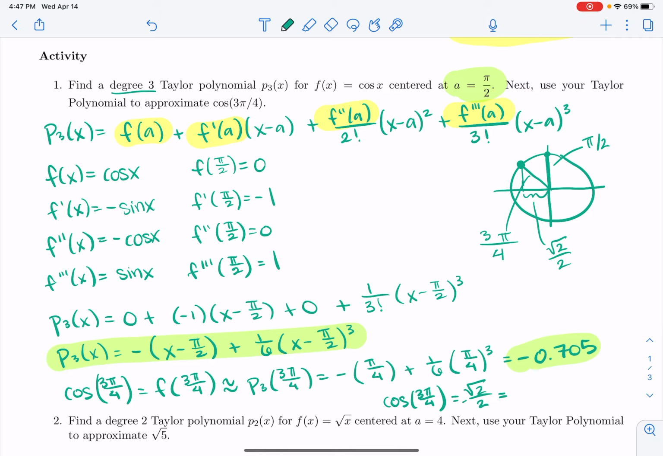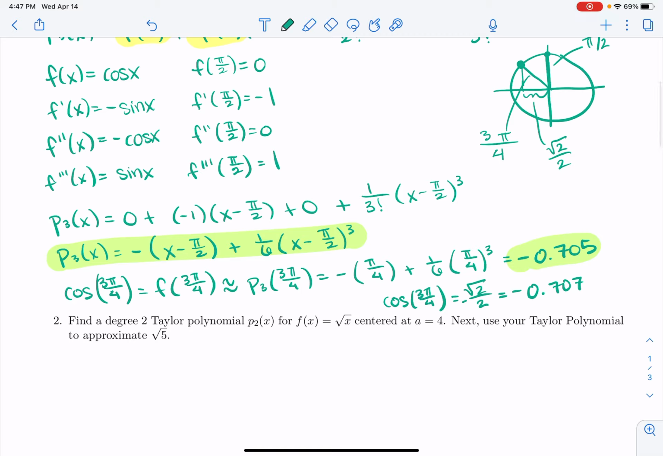Oh, and it's got a minus sign because it's in the second quadrant. That would be minus 0.707. So pretty close. It's a pretty good estimate. All right, and that's our answer.